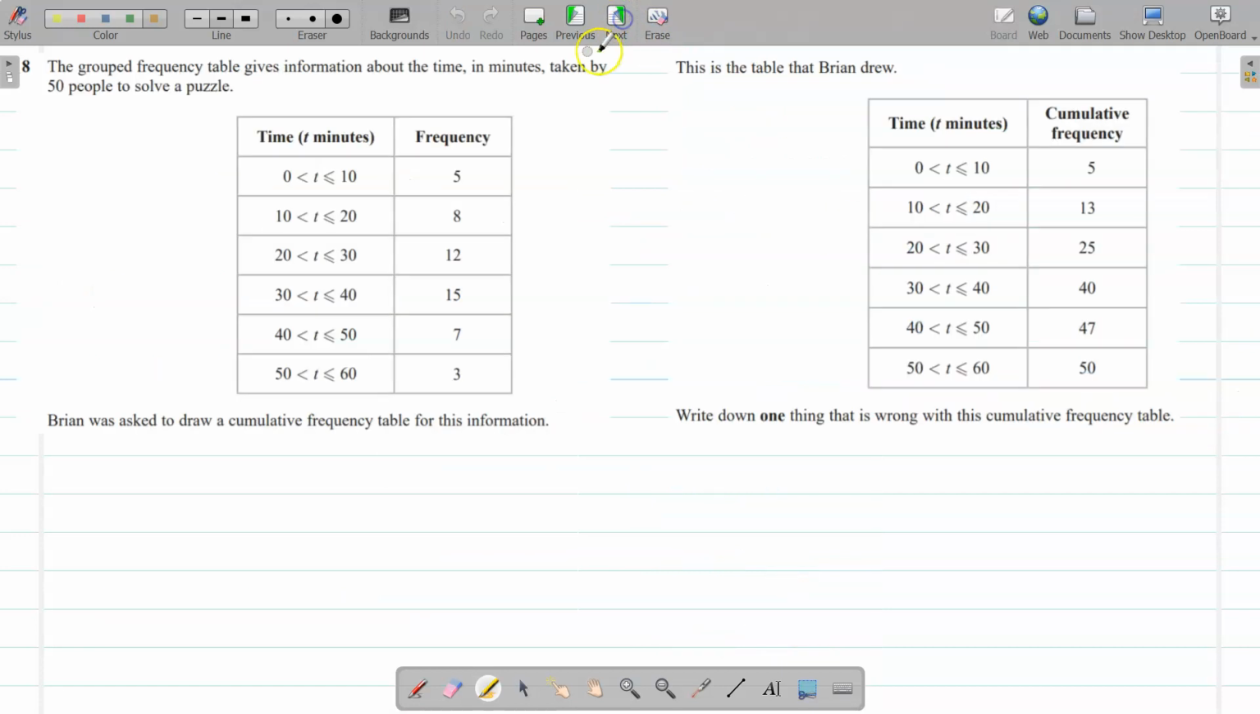Okay, next question, and here we go. So this one is about a cumulative frequency. Lots of information. There's only 1 mark for this, and it says write down one thing that's wrong with the cumulative frequency table here. Well, basically these are the cumulative frequencies. So the 13 is 5 plus 8. The 25 is 5 plus 8 plus 12. And basically the 25 means everything from the beginning up to 30. So these numbers are wrong. They should all be zeros. And that's what's wrong with it.